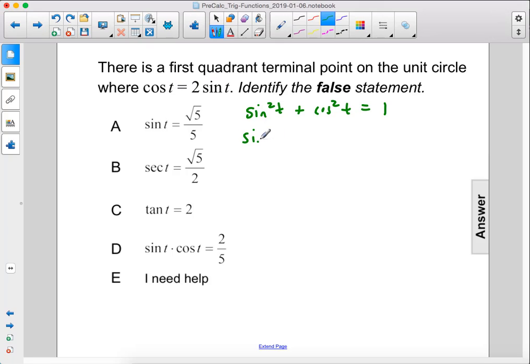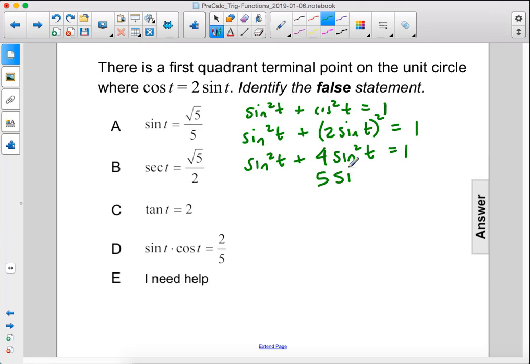So that's sine squared t plus 2 sine t squared equals 1. So sine squared t plus, and then we're going to square this, so 4 sine squared t equals 1. Then we have 1 sine squared t and 4 sine squared t, so those add together to 5 sine squared t equals 1. Sine squared t equals 1 over 5. Sine t equals 1 over the square root of 5.